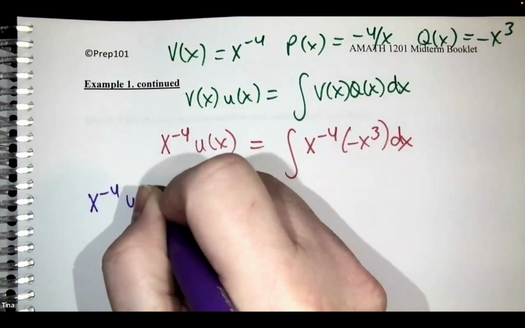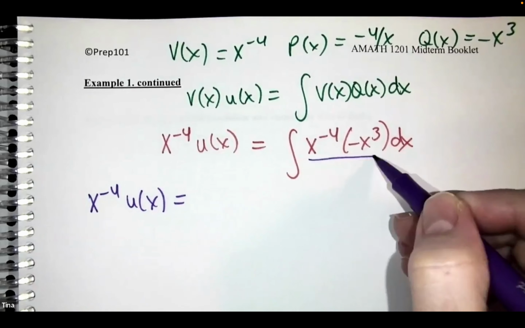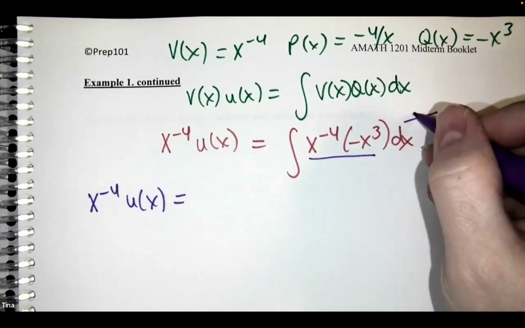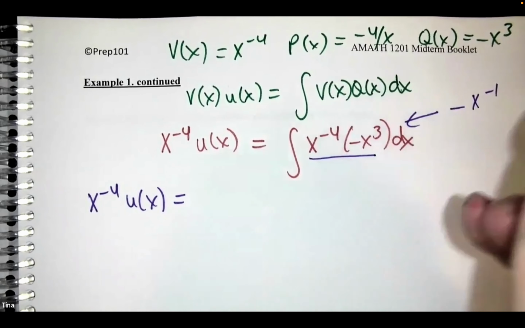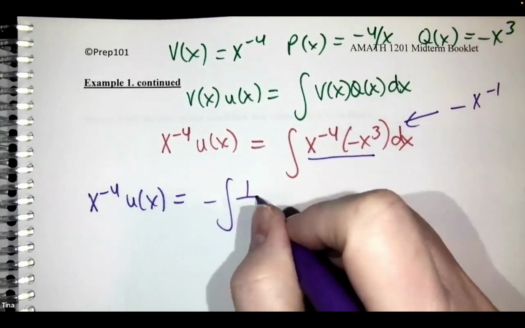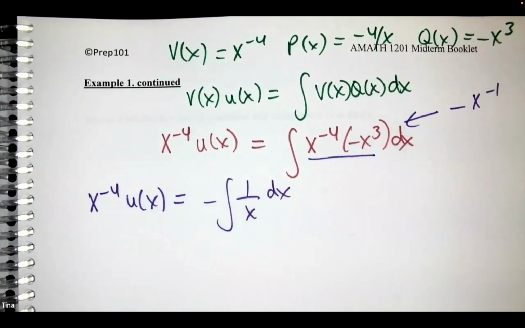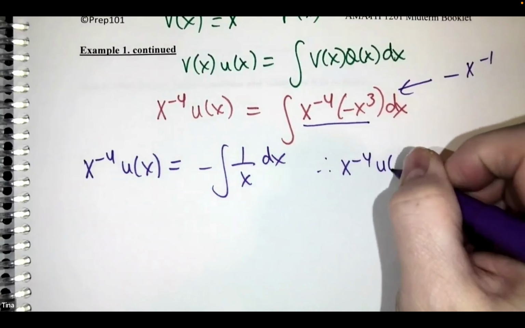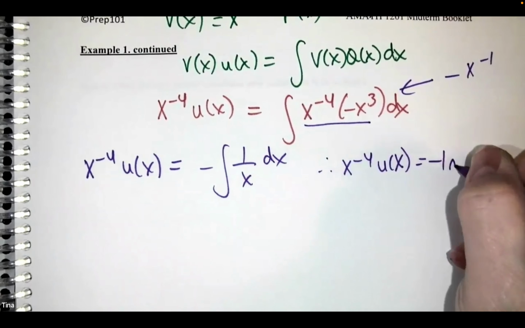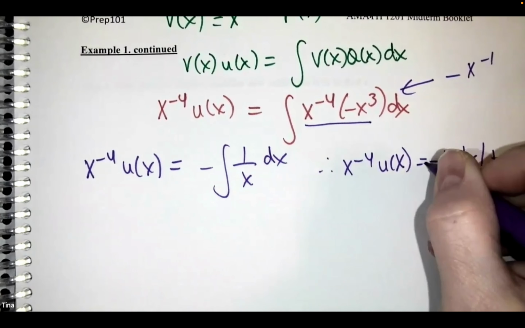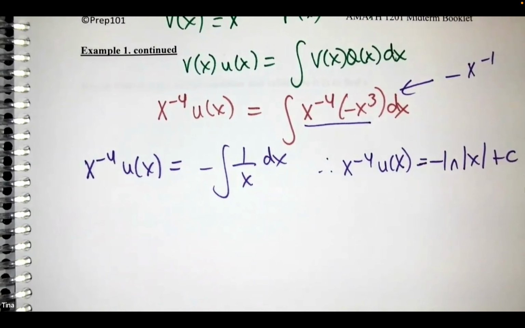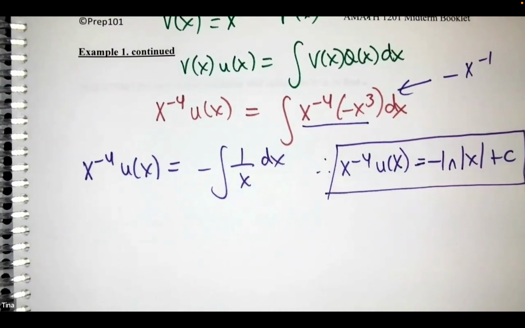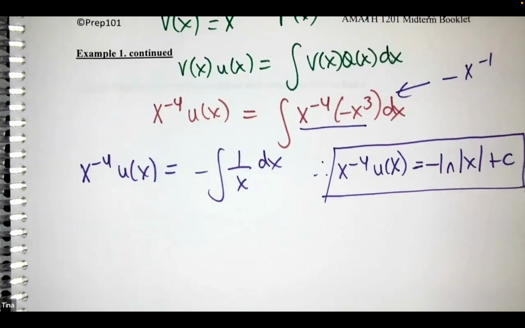So x^-4 u of x, let's see, multiplying, we can add our exponents. So it'd be just x^-1 with a negative, which is really negative 1 over x under the integral. So that means we've got x^-4 u of x is -1/x plus c. This is not an integrating factor, so it does obviously need the absolute value, right? Okay.